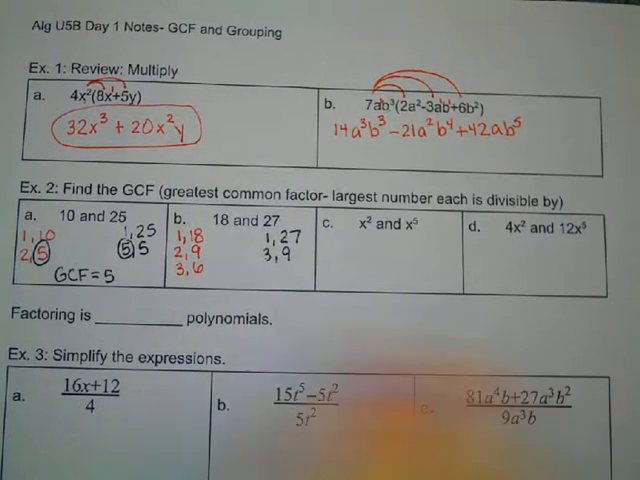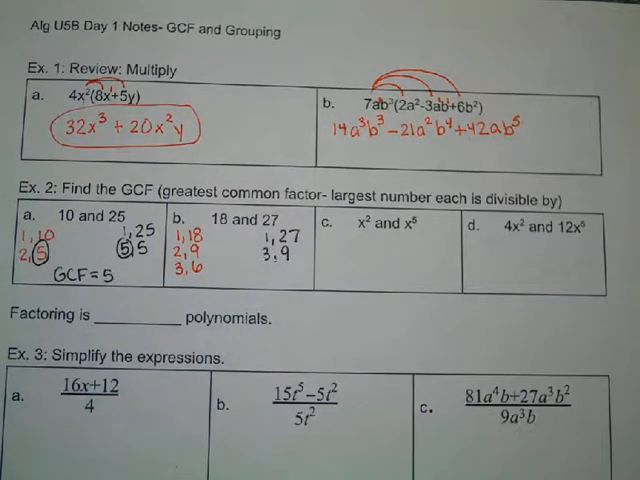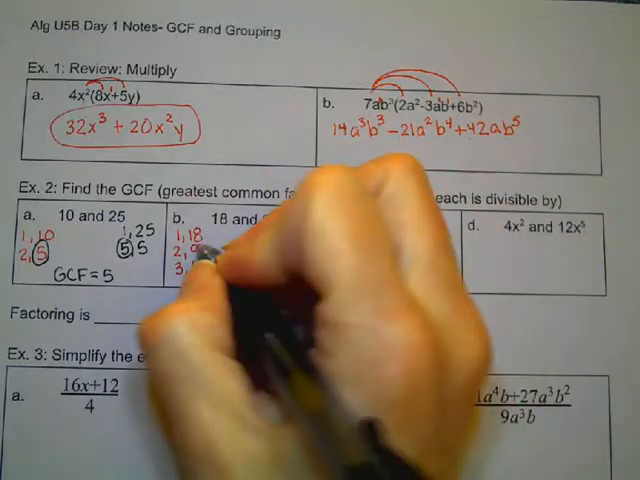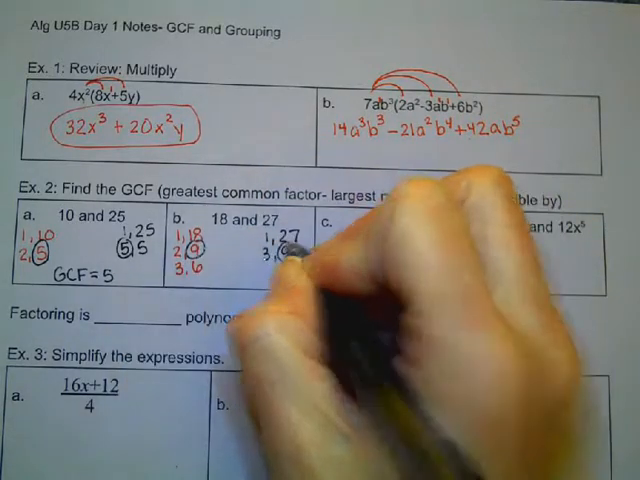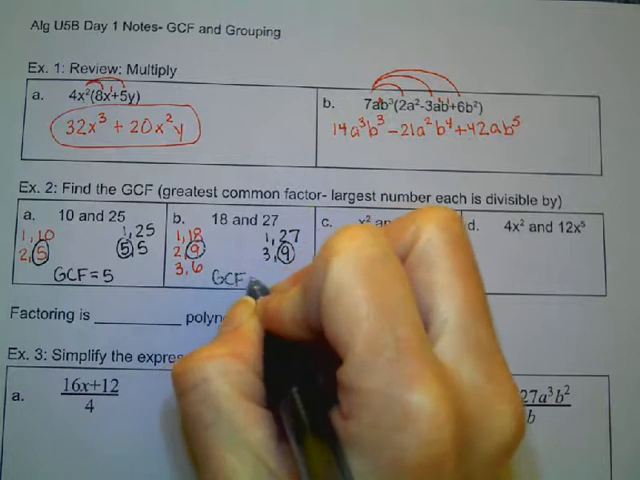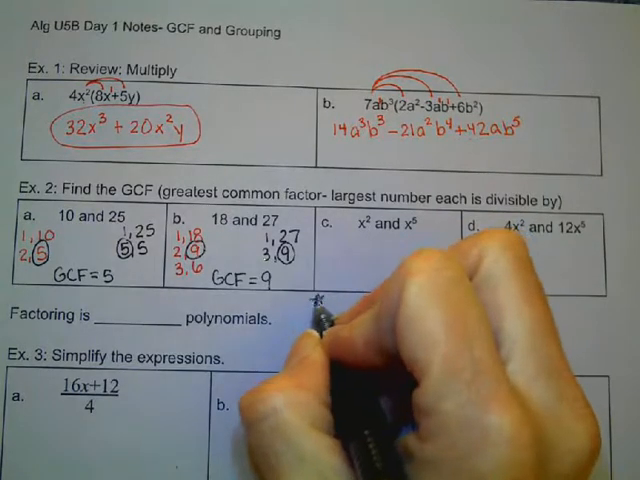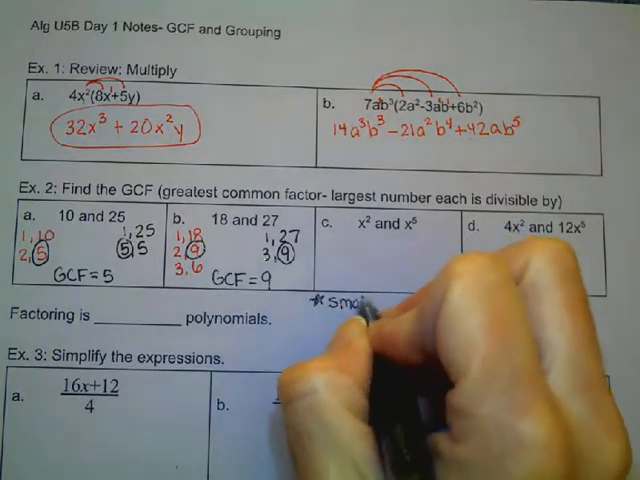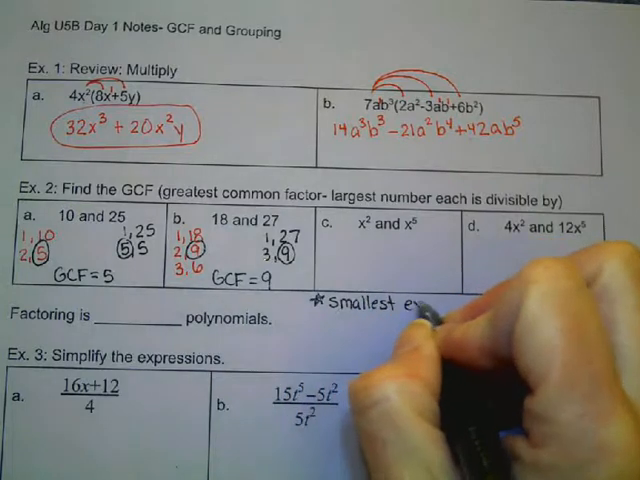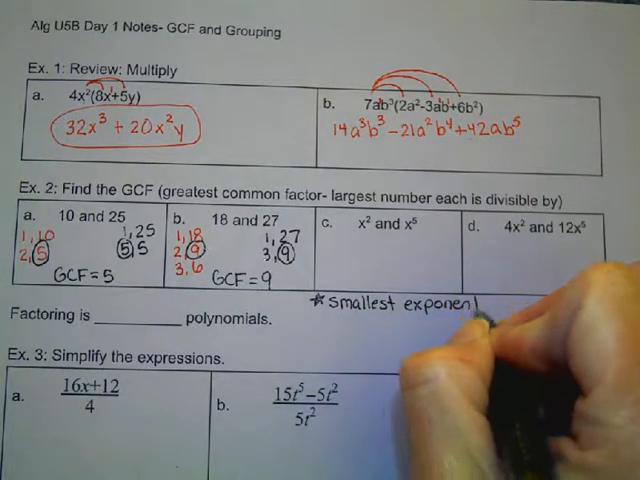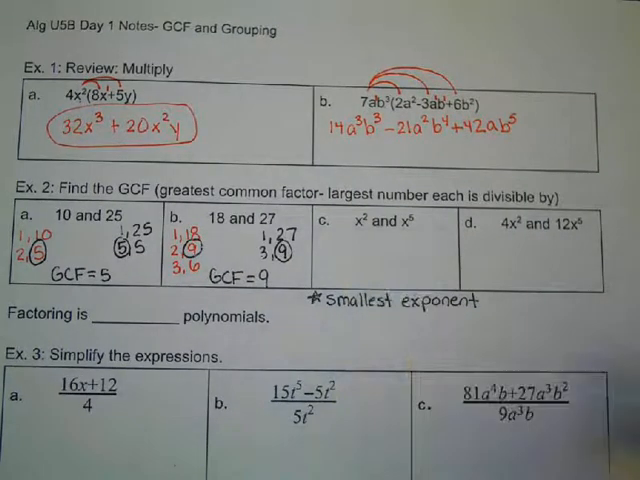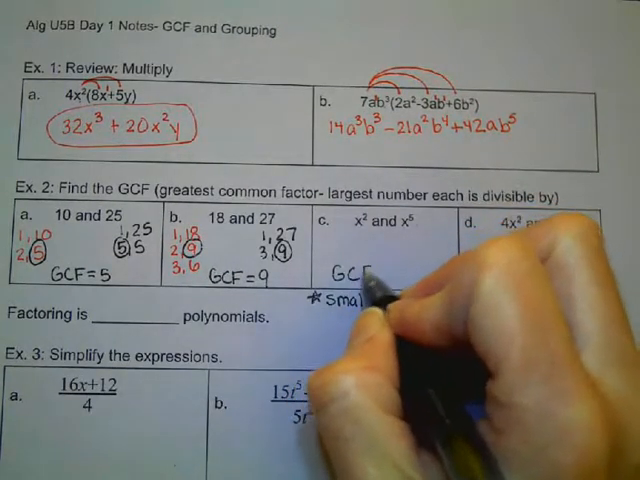So we're going to look at the red list and the black list, and we're going to pick out the biggest number that is in both lists. Looks like 9 is the biggest number that is in both lists. So the greatest common factor equals 9. Now we have ones with letters. So letters are kind of different. With letters, you take out the smallest exponent. So in this case, the smallest exponent would be x to the second. So their greatest common factor would be x to the second.